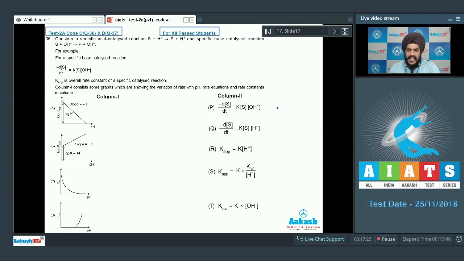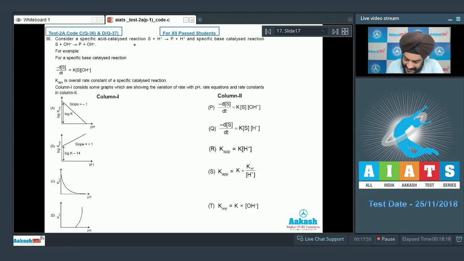Let us look at the next section now, students. This section contains two matrix match the column types questions, in which we have to match entries given in column 1 to the entries given in column 2, and the options given in column 1 may have one or more than one matching to options given in column 2. So let us start with question number 36.